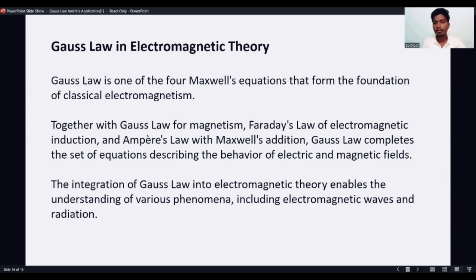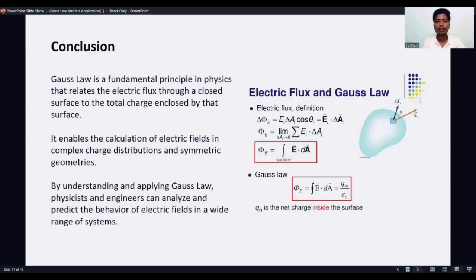and radiation. And then finally, the conclusion about Gauss law: Gauss law is a fundamental principle in physics that relates the electric flux through a closed surface to the total charge enclosed by the surface. This is the basic definition that we discussed in the beginning of the video, and it enables the calculation of electric fields in complex charge distributions and symmetric geometries. By understanding and applying Gauss law, physicists and engineers can analyze and predict the behavior of electric fields in a wide range of systems.